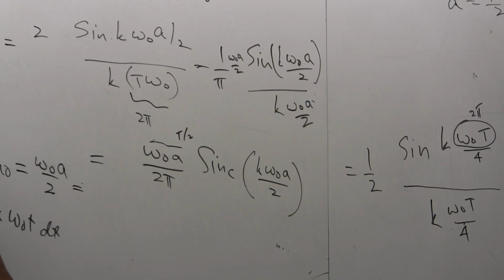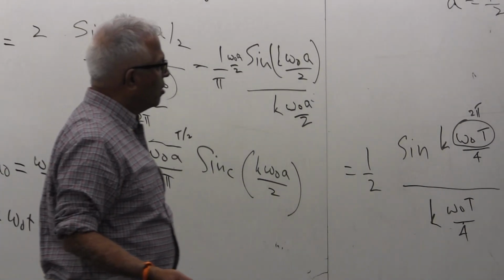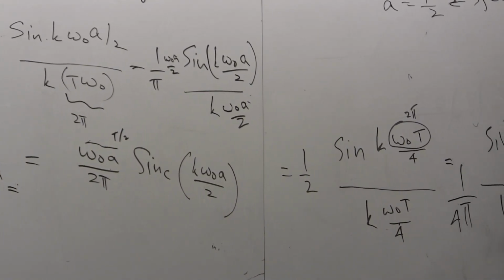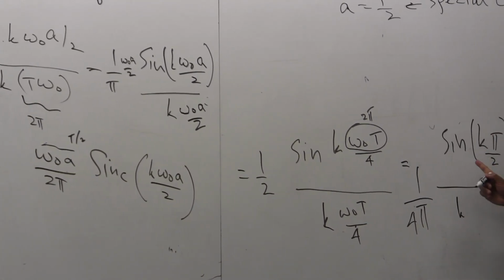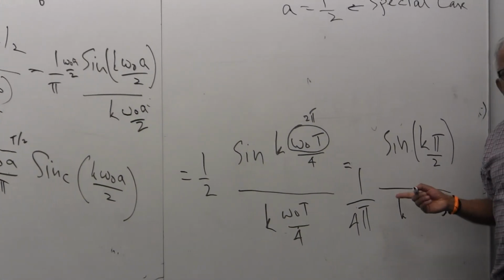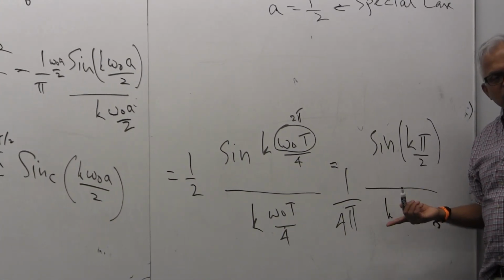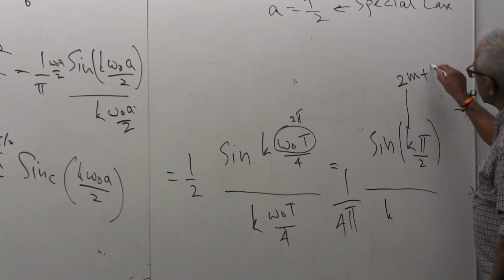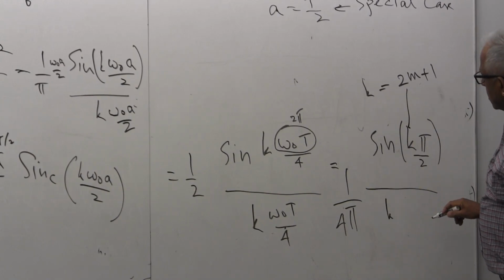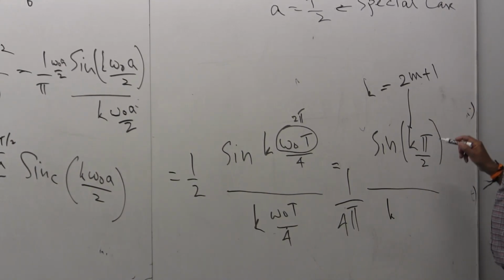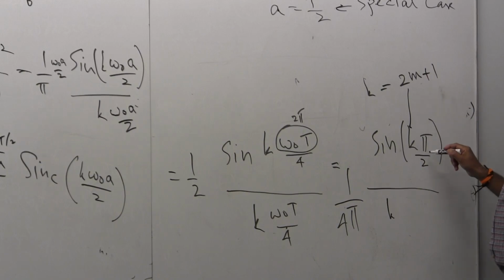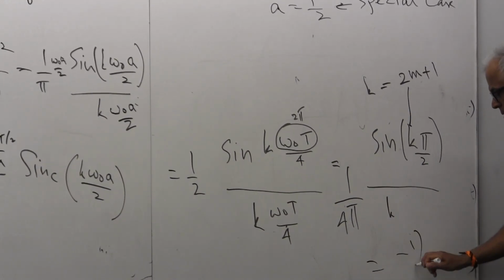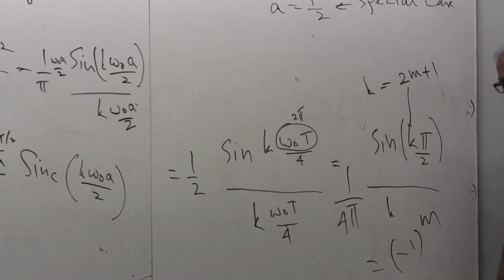So k is now non-zero. When k is non-zero, k goes from 1, 2, 3, etc. So when k is 1, sine pi by 2 is? When k is 2? k is 3? Minus 1. So let's put odd numbers. Let's say k is 2m plus 1. Then what is the value of this? Anybody can tell me? Sine of 2m plus 1 multiplied by pi by 2.